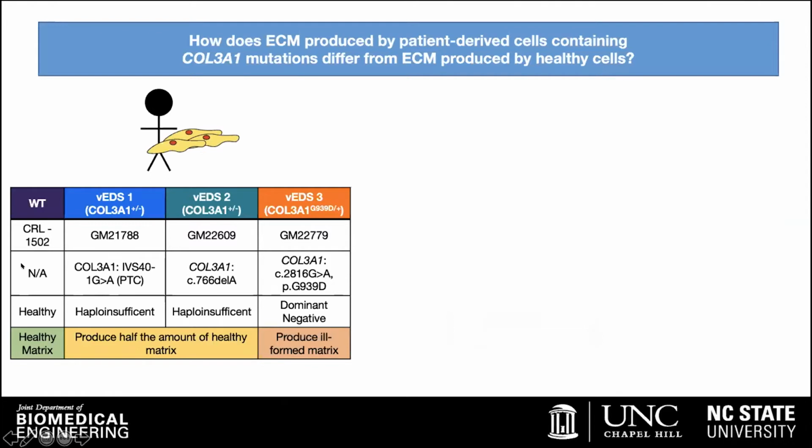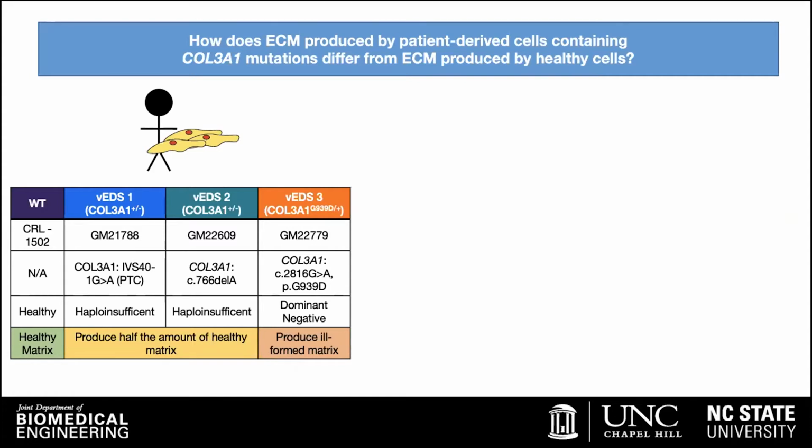And to do this, we have 4 different human dermal fibroblast cell lines, 1 healthy control, and then 3 VEDS patient-derived cell lines, each with a different mutation in the COL3A1 gene that result in either haploinsufficiency for the first 2 patient cell-derived lines, which we would expect to produce half the amount of healthy matrix, and 1 mutation that results in a dominant negative phenotype, which we would expect to produce ill-formed matrix.